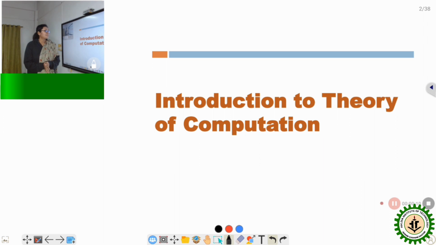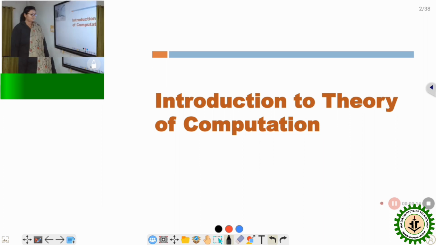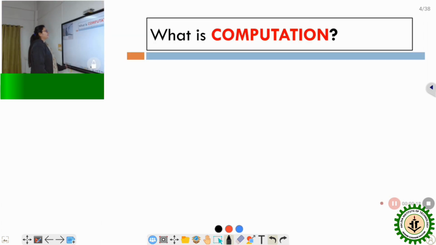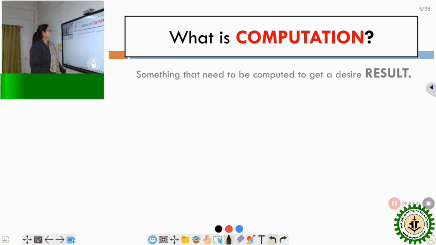Today, we are going to start a new topic, that is Introduction to Theory of Computation. Now, when we hear the term theory of computation, the first question that comes to our mind is: what is computation? Computation is something that needs to be computed to get a desired result.